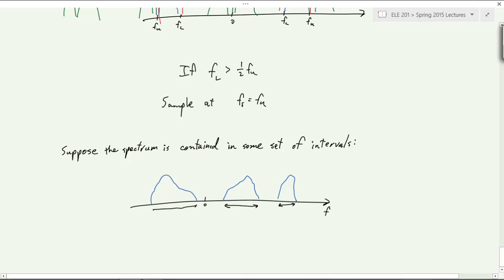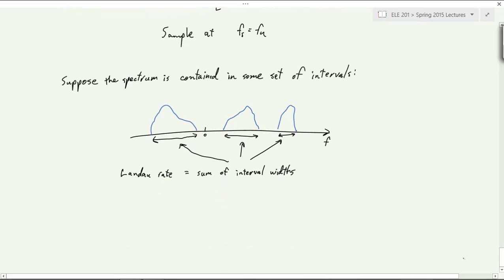But there's a notion of a Landau rate. If you take the sum of the interval widths, then there's this so-called Landau rate, which is that sum. And this is a lower bound on the sample rate that you would need to faithfully reconstruct.